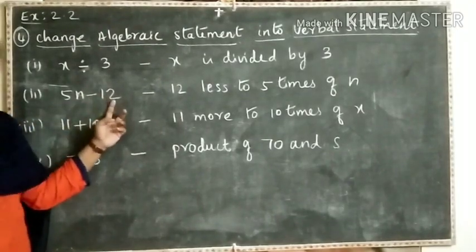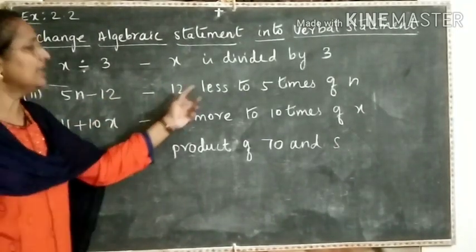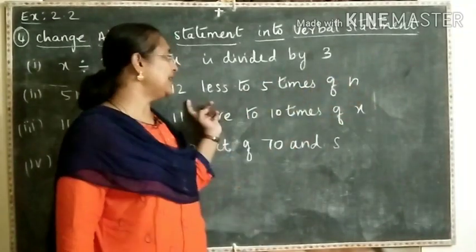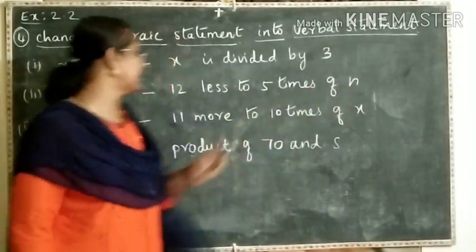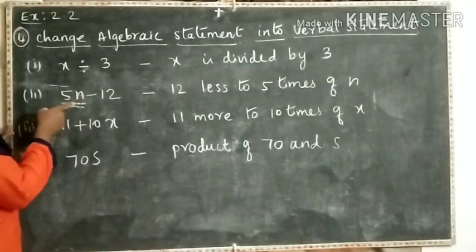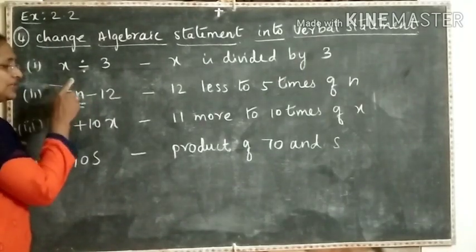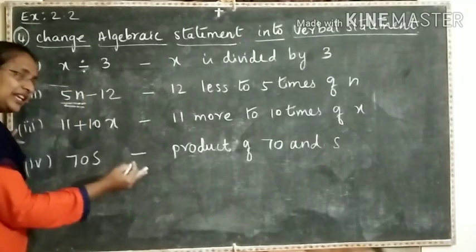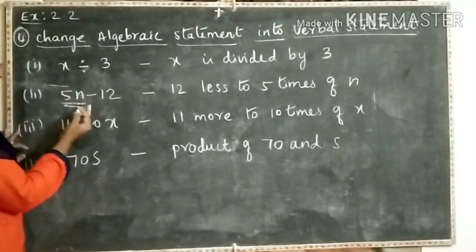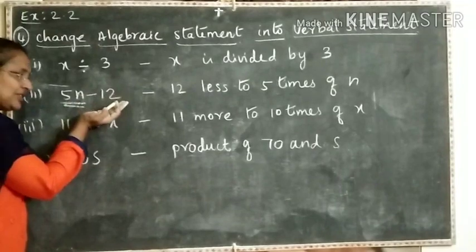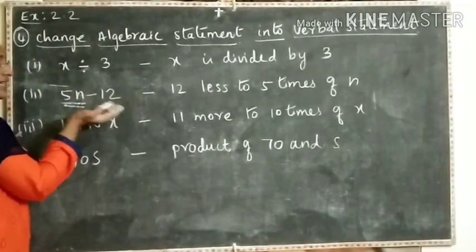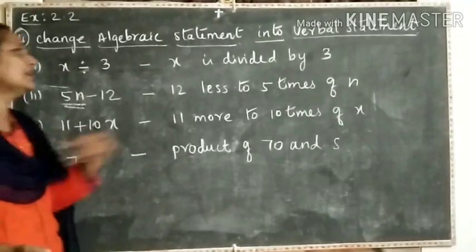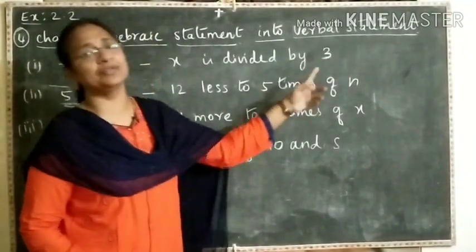Now minus 12, isn't it? So 12 less to 5 times of n. Now look into this. 5 times of n is here and I am going to take away 12 from 5 times of n, or I am going to reduce 12 from 5 times of n. So 12 less to, from where it is less? From 5 times of n. Is it clear? So very simple. 12 less to 5 times of n.